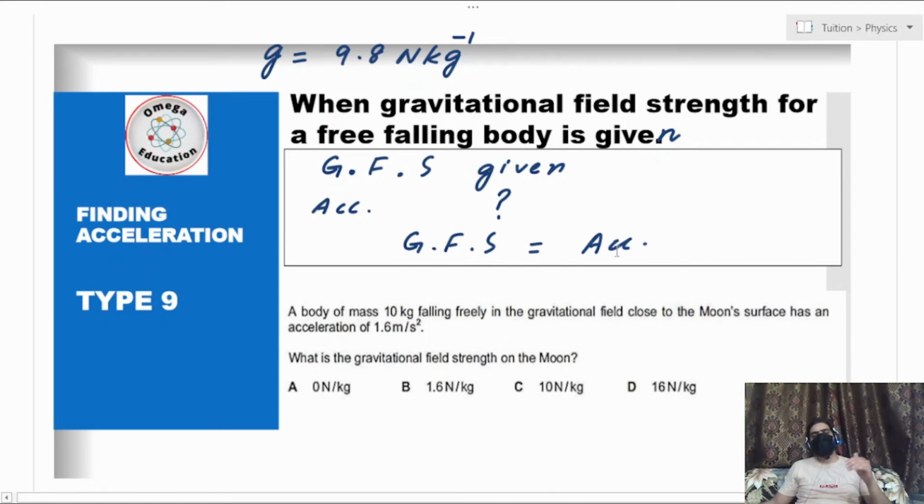Or the question can be asked in either way. Sometimes they give you the value of acceleration and they ask you to find the value of gravitational field strength. Like in this one, you can see the acceleration of the free falling body for the vertical motion is given as 1.6. They ask you to find gravitational field strength. So it would be just the same.